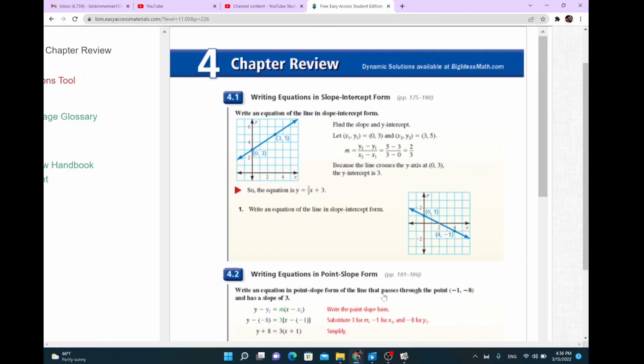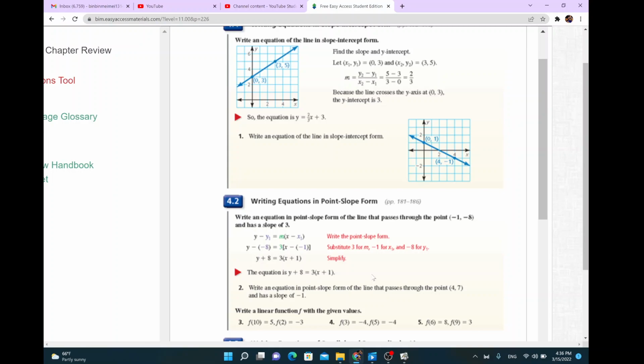Chapter 4 for Algebra 1 is about writing an equation in slope-intercept form. Basically, we can use the y-intercept form to find out the position, f of x. And also we can graph the line using the y-intercept along with the slope. So let's start with the basic one.